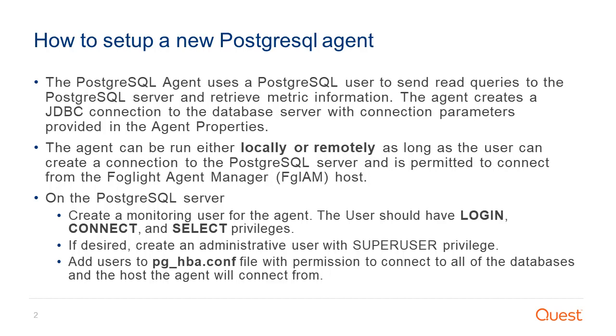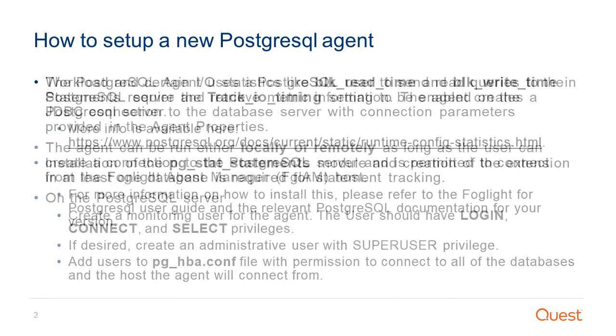On the PostgreSQL server, create a monitoring user for the agent. The user should have login, connect, and select privileges. If desired, create an administrative user with superuser privilege. Add users to the pg_hba.conf file with permission to connect to all of the databases and the host the agent will connect from.